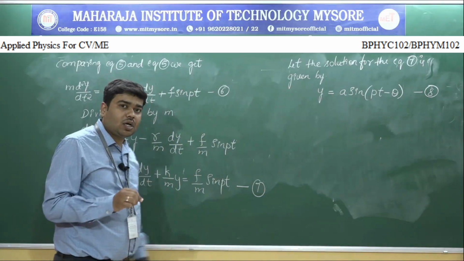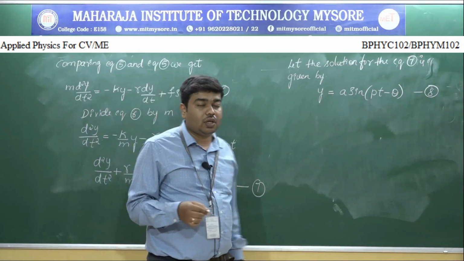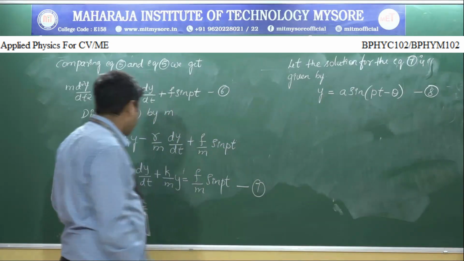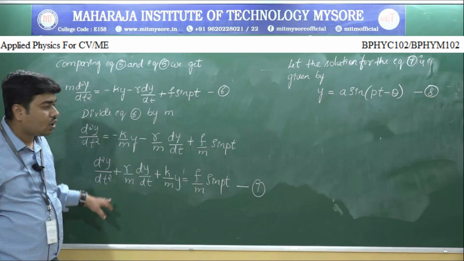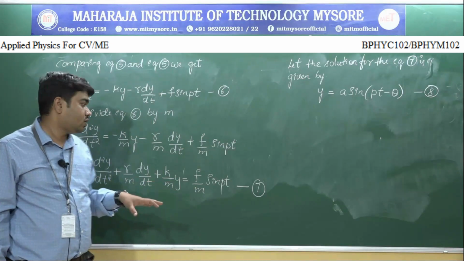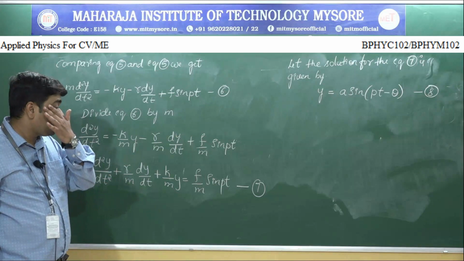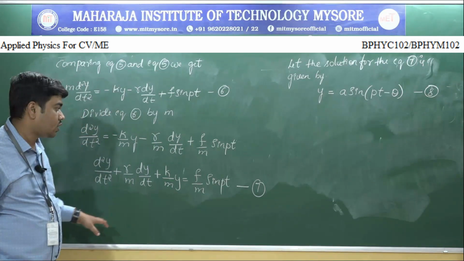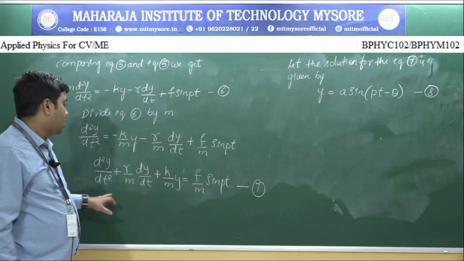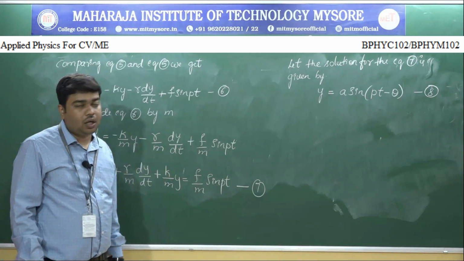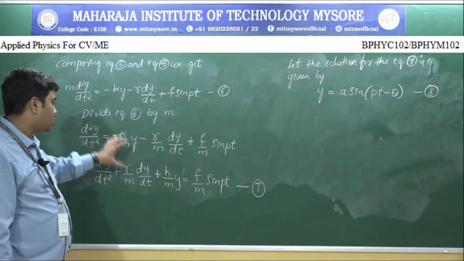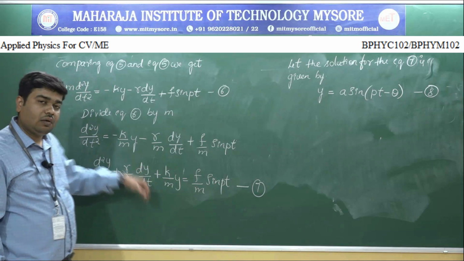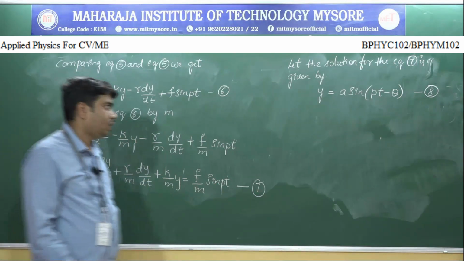Now, since we have assumed the solution for the equation as y is equal to a sin(pt minus theta), we have to find out the amplitude as well as the phase difference for this differential equation of forced oscillation. So we have to differentiate equation 8, so that I can substitute those values in this differential equation of the forced oscillation, and later we will be able to find the solution.